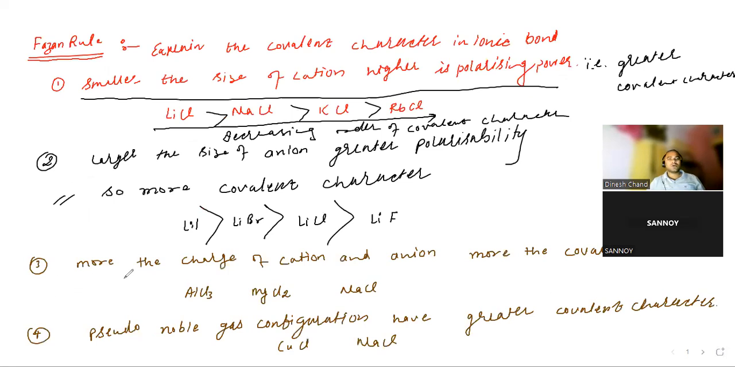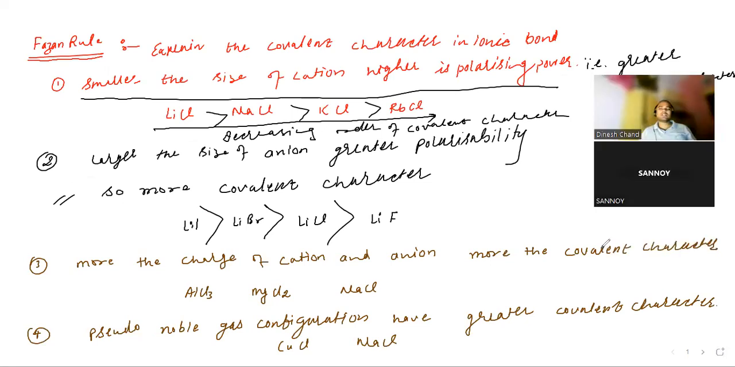Okay, third one. The more the charge on cation and anion, anything it can be, the greater the covalent character. Whether the anion you take or the cation you take, the covalent character will be greater. If the anion is there, its size will increase, so it will be easily polarized. Polarizability increases, so it will give the electron easily. So the electron will come in the center, and covalent character will increase.